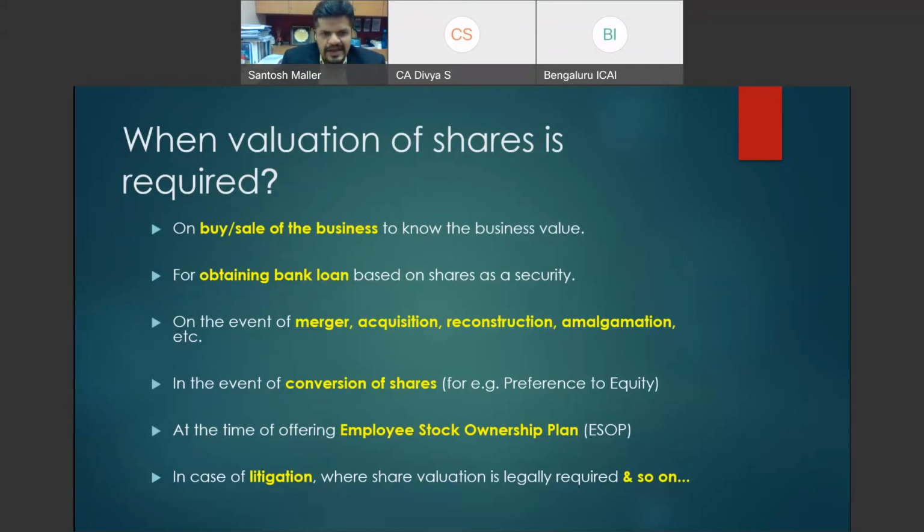So valuation of shares can be required for various things. It can be for tax, it can be for the Companies Act, it can be for a transaction, it can be for a capital market transaction like a buyback or a split of shares. It can be for various reasons, right?